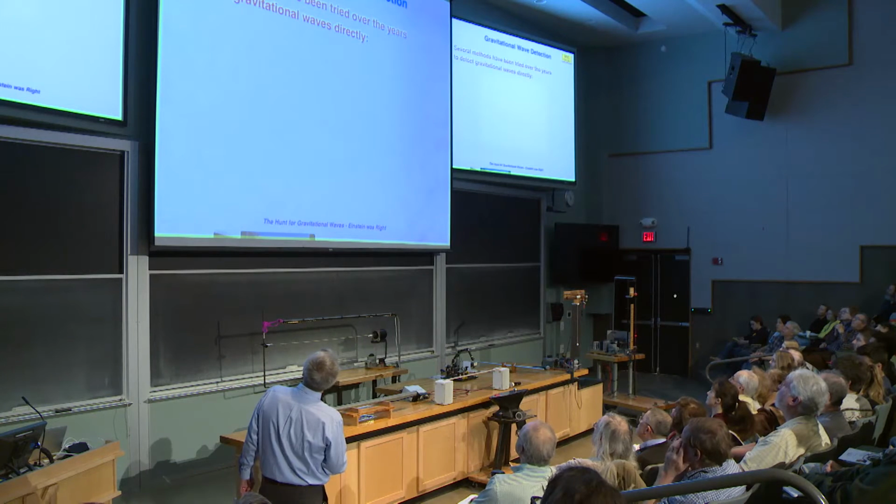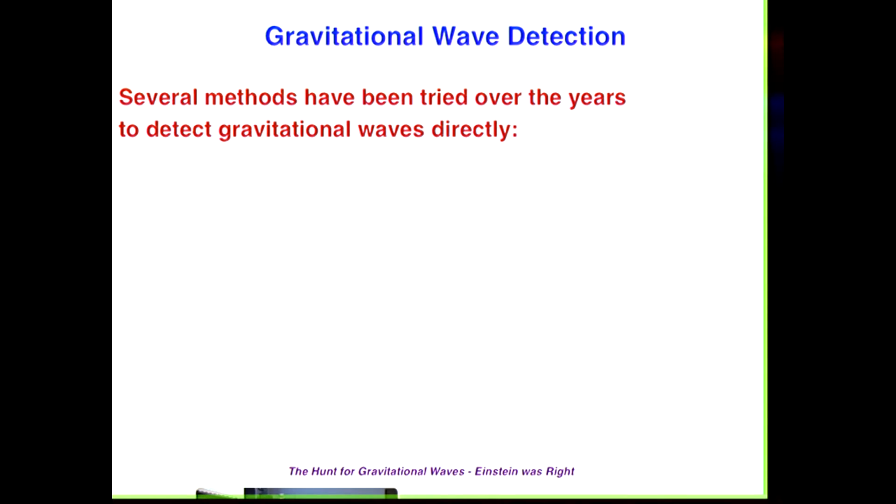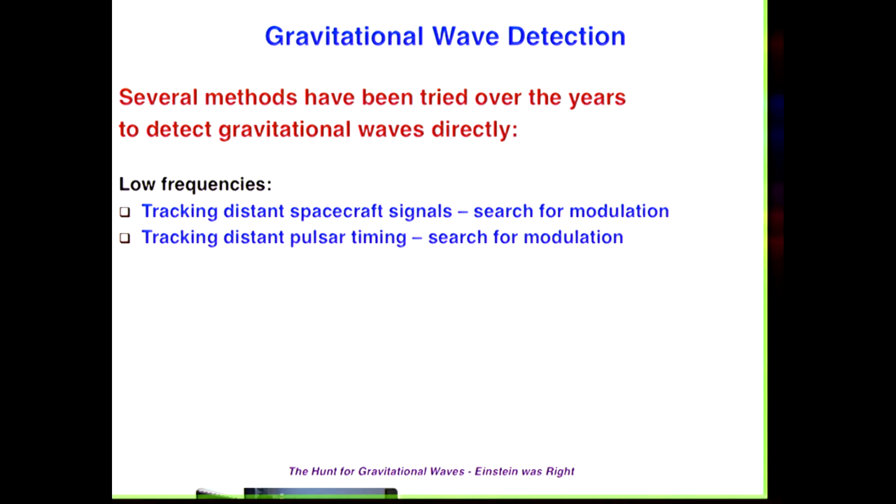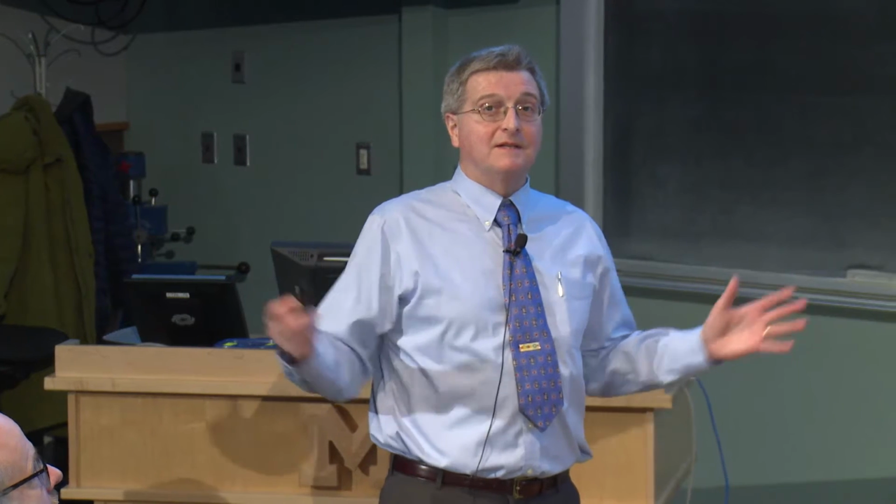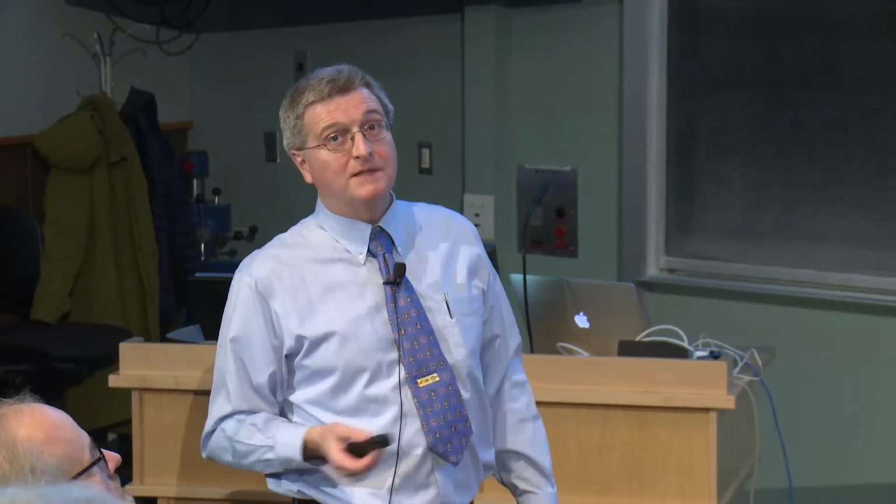There are a number of methods that have been tried over the years to do this. One method is to look at low frequencies, by tracking very distant spacecraft signals, to look for a modulation due to a distortion of space between us and that spacecraft. You search for modulation characteristic of gravitational waves. Similarly, if you look at pulsars that are all over our galaxy in different directions, you can look for a characteristic quadrupolar distortion of space that affects the timing of the pulses that we see from those pulsars. I talked a bit about pulsars last week. So those are potentially another way to detect gravitational waves. So far, none of these searches has been successful, but perhaps in future years they will see some effects.